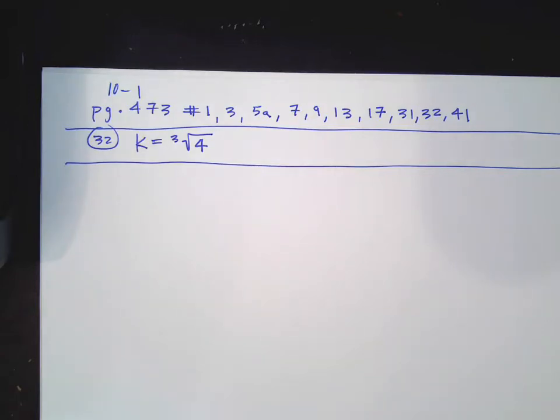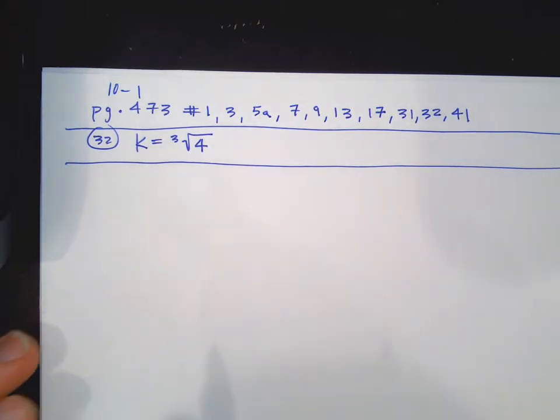AP Calculus AB, Unit 10, Day 1, Office Hours. This was your assignment out of the book. There was one even problem. The answer to number 32 is the cube root of 4. So let's go ahead and try these problems out.